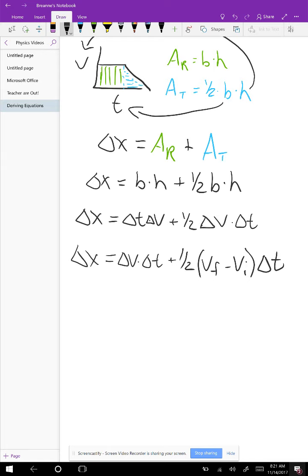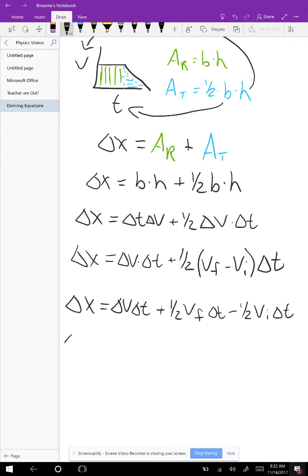We can spread that out a little bit more. Change in velocity, change in time. So if we manipulate, we end up getting plus 1/2 v final delta t minus 1/2 v_i delta t.